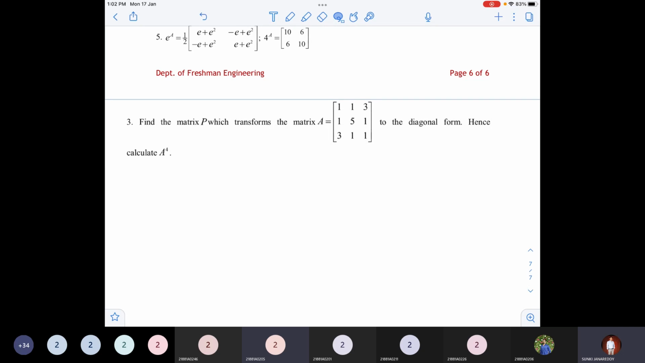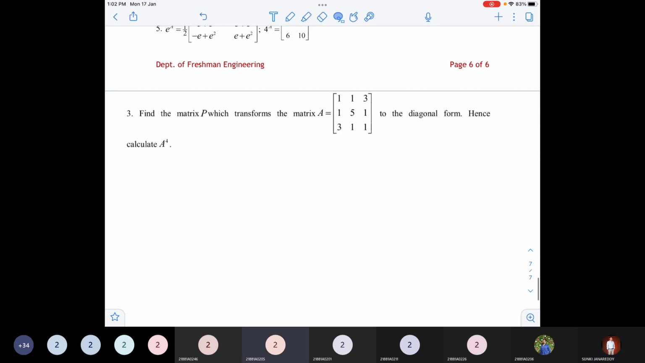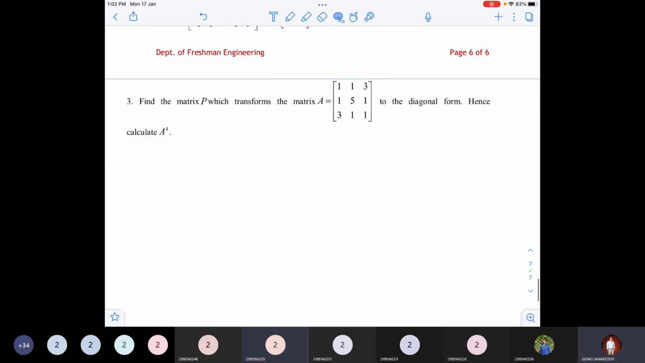What is P here? Model matrix. Here model matrix means we need to write eigenvectors column wise. The first eigenvector we should write as the first column, the second eigenvector as the second column, and the third eigenvector as the third column. Now write down carefully.